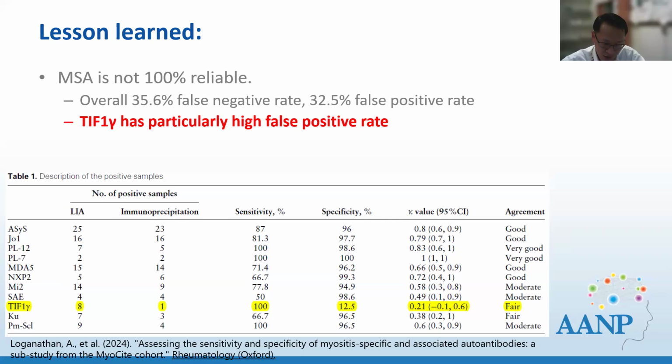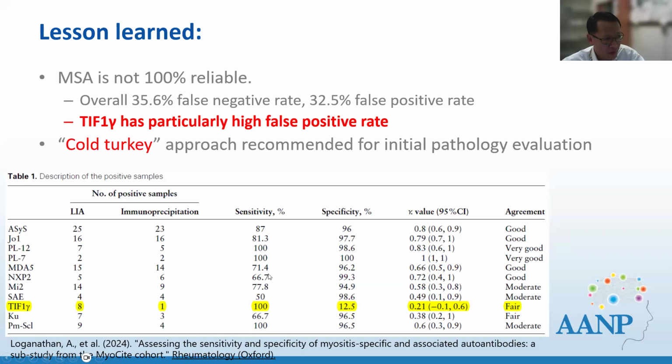And this is not the only MSA that's not very specific. So how do we deal with that situation? My suggestion is that you use a cold turkey approach when you read the slide. Not to be influenced by the clinical history, you don't read the clinical history when you first look at the slide. You look at the slide first with just the pathology and form your own idea. Then you read the history, put them together, and come up with your own differentials. That would be the recommended way to approach that.